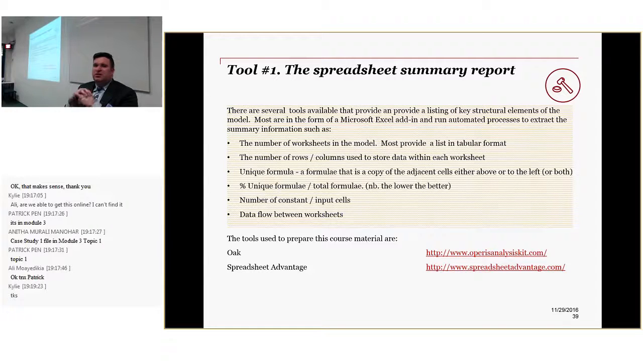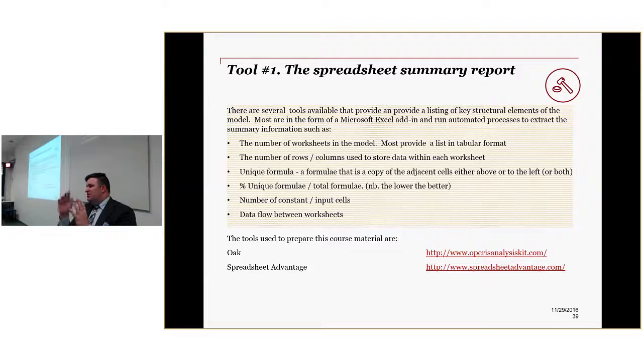Some of the things that we want are the number of worksheets in the model. Who can remember the number of worksheets in our model so far? 4. But if we've got our circular references turned on, it's 1600, wasn't it? It's being smart there. The number of rows or columns that are in each worksheet. The number of unique formulas is a really important concept when we're reviewing models, because that is a formula that's a copy to an adjacent cell, either above or below.